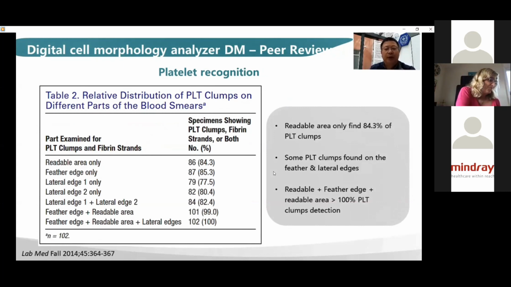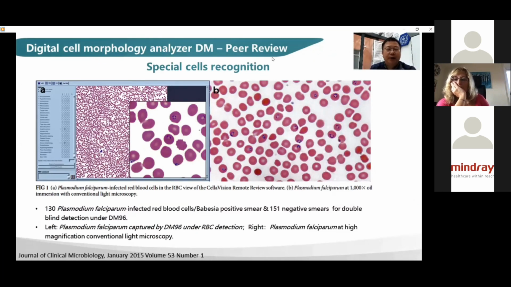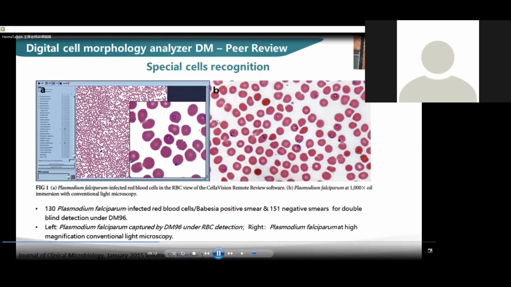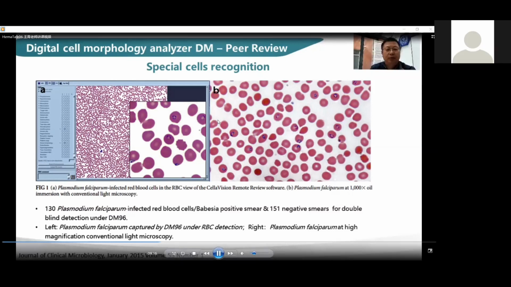那么我们这个常规在阅片的时候呢，只能 So you can say that originally speaking, when we are reading the smears, what we're trying to do is to make sure that the smear is readable with a feather edge and the readable area, with more than 100% of the PLT clumps being detected. 阅片区加上这个双侧波边的双侧，再加上尾部，那么可以实现这个100%的检测到血小板的聚集。那么另外一些其他的特殊形态的识别，我们看看这个我们的这个对于这个疟原虫它的检测情况。那么这是在这个我们的133疟原虫。You can also take a look at the special cell recognition.